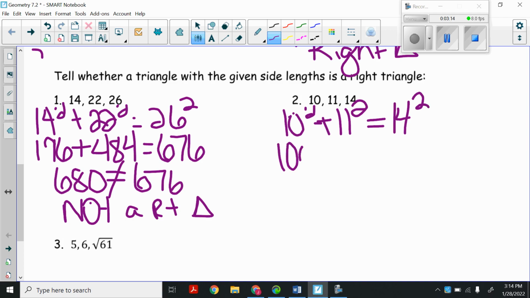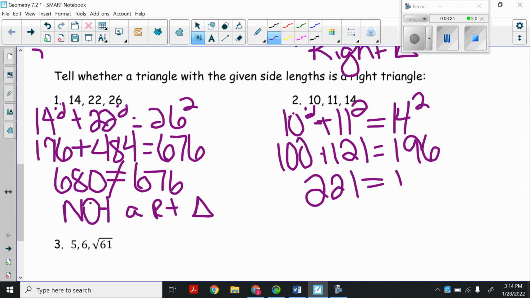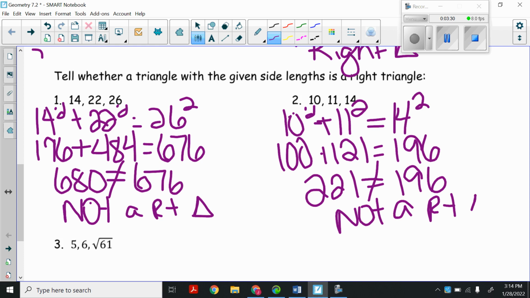So 10 squared is 100. 11 squared is 121. 14 squared, 196. Add these two together, so I get 221. Does 221 equal 196? No, it does not. So again, this one is not a right triangle.